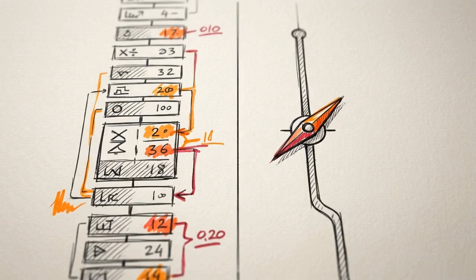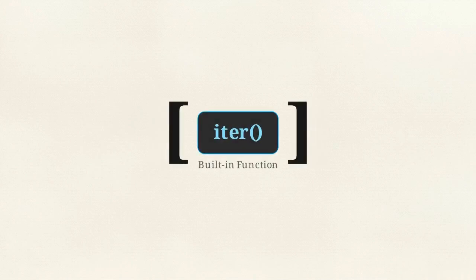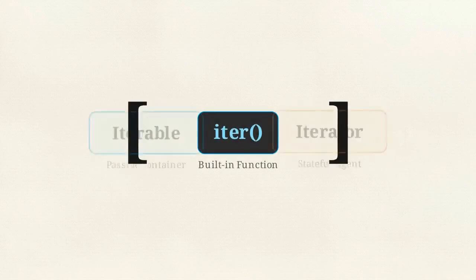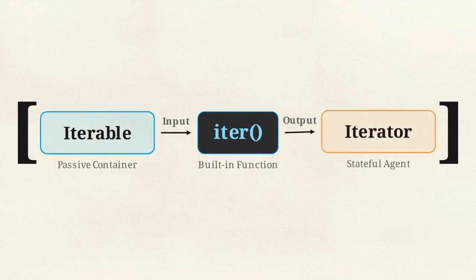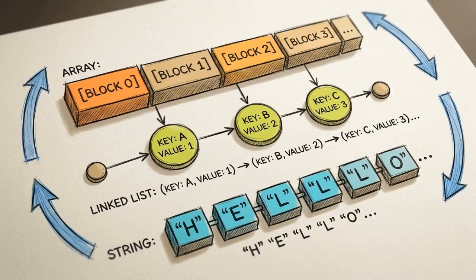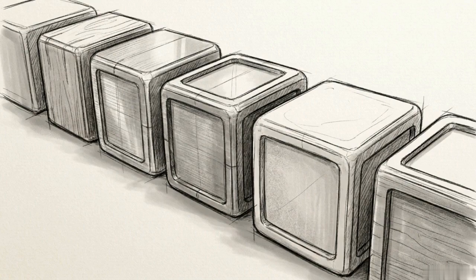This brings us to a mechanical distinction that trips up a lot of developers. What exactly is that iter function producing? We need to separate iterables from iterators. An iterable is any passive data container. Strings, lists, dictionaries. If it implements the __iter__ dunder method, it is an iterable. But an iterable only holds data. It has absolutely no concept of internal state or sequence tracking on its own.